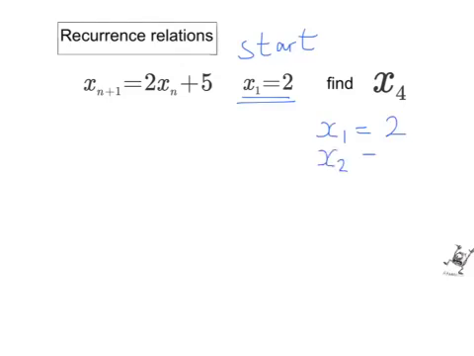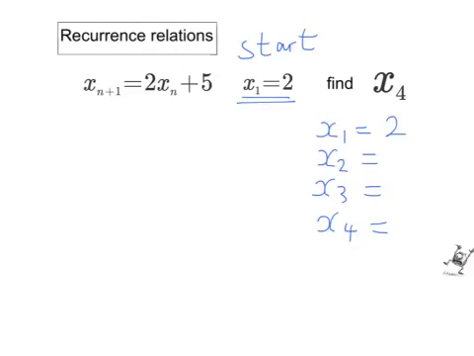So we want to know our second term, X to the 2, or they could use U to the 2 or K to the 2. And we want to find our third term, and we want to find our fourth term. So that's what we're interested in finding. Now the formula looks horrific. It's actually really, really simple.